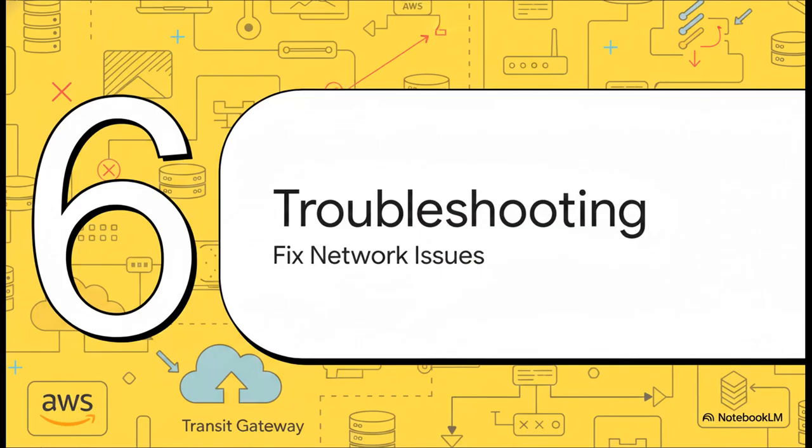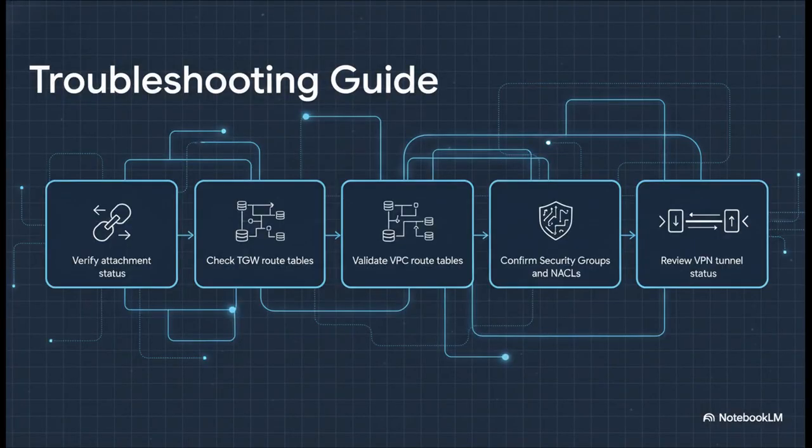Section 6. Because, let's face it, even the best designed networks can hit a snag. Let's cover troubleshooting. When things go wrong, and they will, you need to systematically rule out issues using a simple checklist. Always start by verifying your attachment status, just to make sure the VPC is actually active. Then, basically, follow the packet. Check the TGW route tables to see if the hub actually knows where to send the data, and validate the VPC route tables to ensure the spoke is sending it to the hub in the first place. If your routing looks perfect, check your security groups and NACLs to see if a firewall rule is just quietly dropping the packet. And if you're dealing with an on-premises issue, always review your VPN tunnel status.